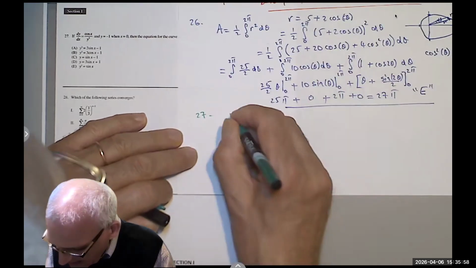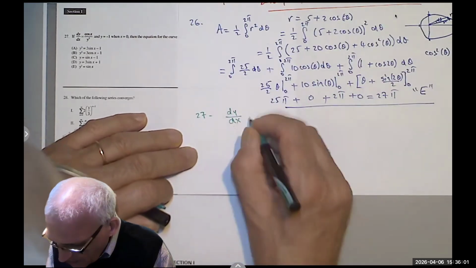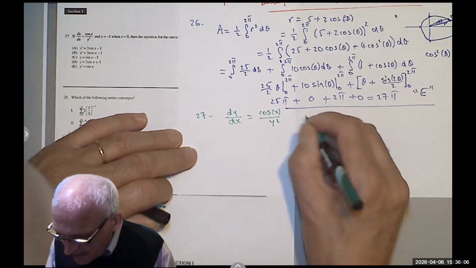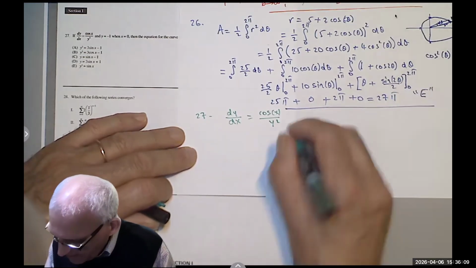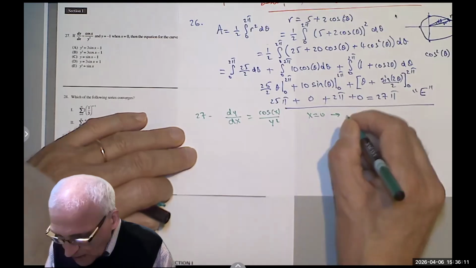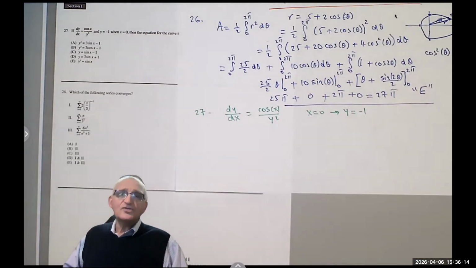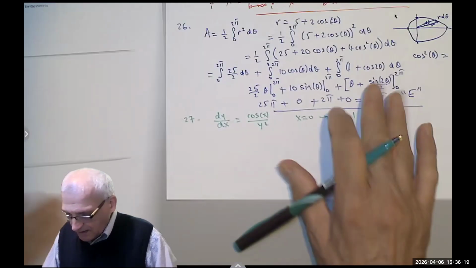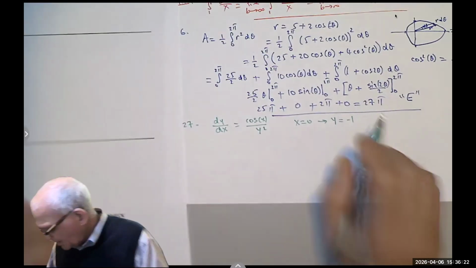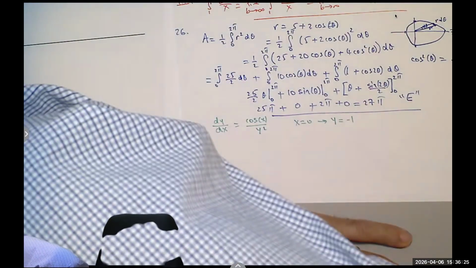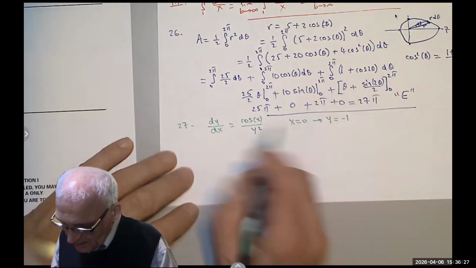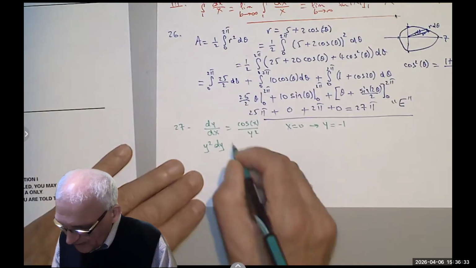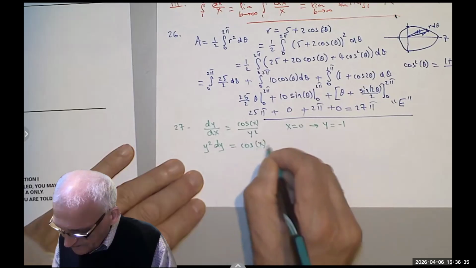It says dy/dx equals cos x over y squared, and y of 0 is -1, meaning when x equals 0, y equals -1. They give you that, of course, because when you solve this equation, you have to cross multiply, so you get a differential equation, y squared dy equals cos x dx.